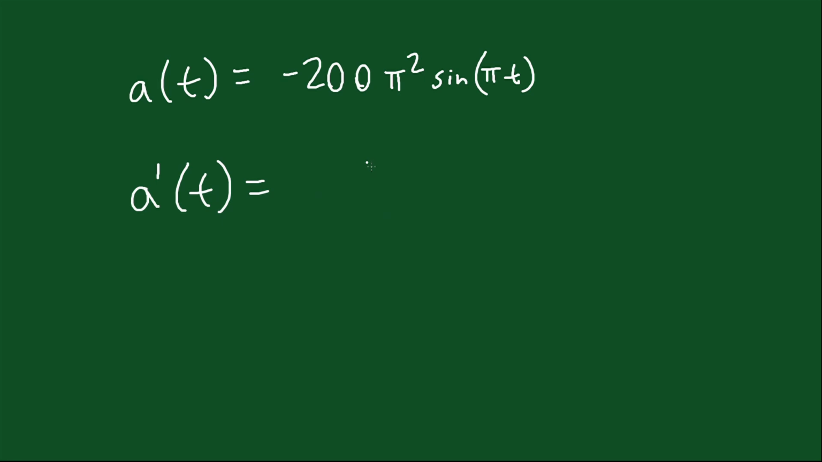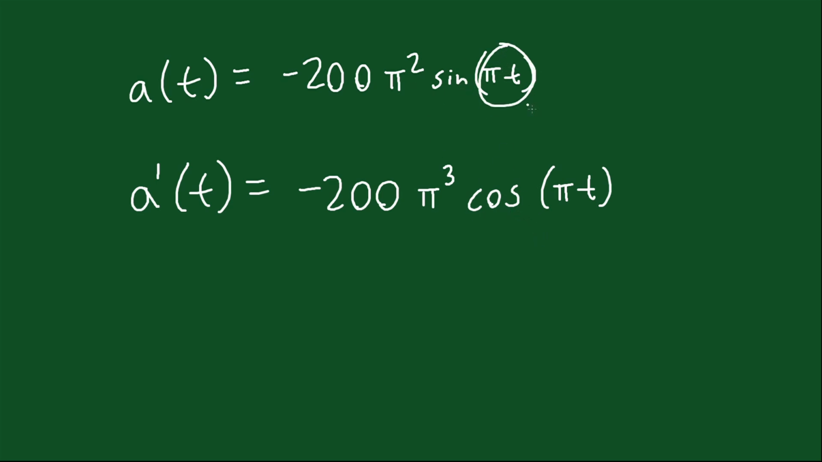Now, what happens when we do this? Well, you're going to get negative 200 pi cubed cos of pi t. Now, how do I do that so quickly? Well, you're following a pattern, right? Sine becomes cos. We know that we're going to have a chain rule multiplied by the derivative of the inside. That's going to cause this pi to increase, right? If you want to go through the long process, you can do it again and simplify, but I know you're going to get this.